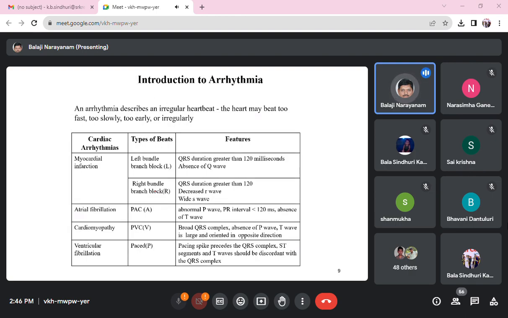There are various types, like left bundle branch block. When do we say LBBB? When the QRS duration is greater than 120 milliseconds and there is an absence of the Q wave, then we say it is an anomaly called LBBB. Similarly, right bundle branch block is another anomaly. Then there are premature ventricular contractions (PVC) and paced beats. These are all various kinds of cardiac arrhythmia.